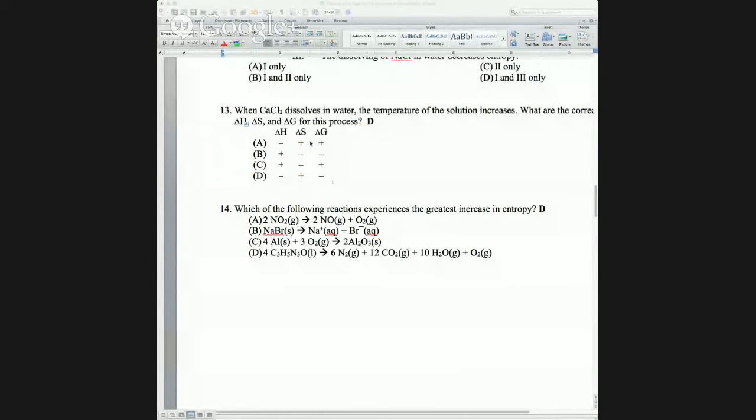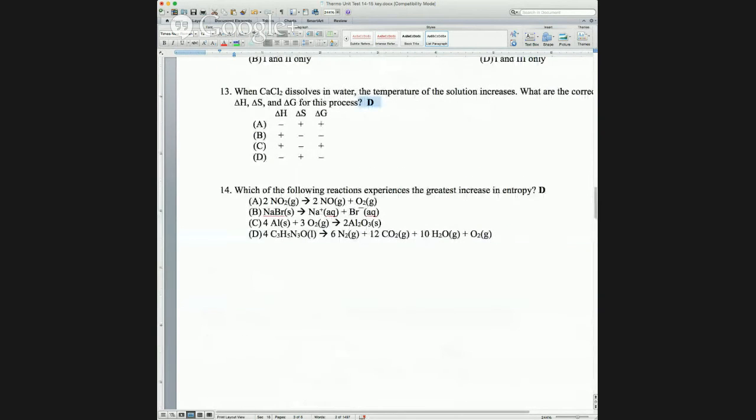And here we go. So we said we have to have a delta S that was positive, so it's either A or D. Delta H had to be negative. Again, that's A or D, and delta G was negative, so that's definitely D. And that was the right answer. So that's how you would solve that problem. Hopefully that makes sense.